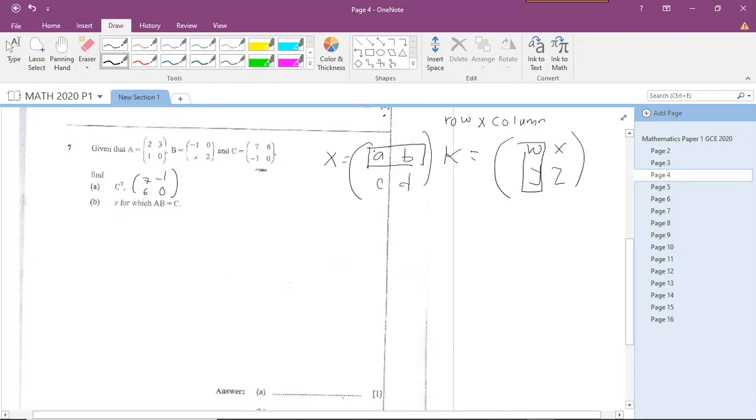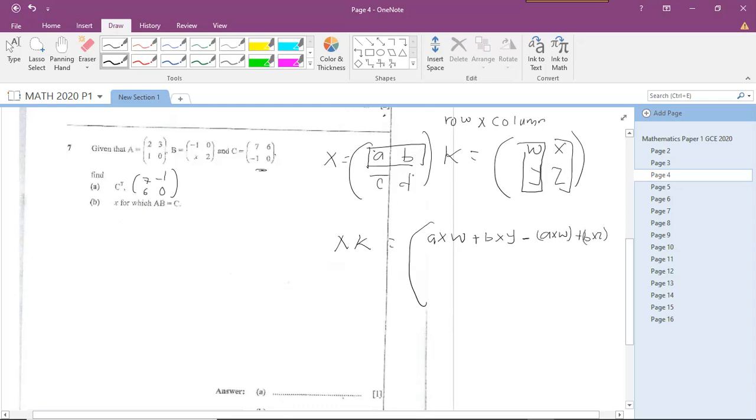How are we going to do that? We're going to say A times W. So XK will be A times W plus B times Y. So plus B times Y, you leave a space. This entire row is going to multiply this entire column. We're going to say leave a space, A times W plus B times Z.